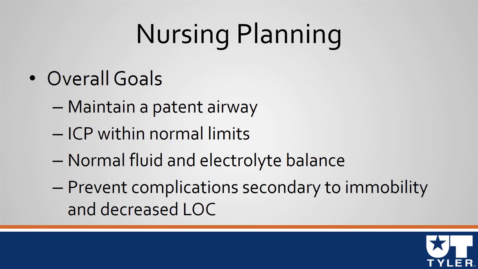Overall goals for the patient with increased ICP are to, number 1, maintain a patent airway, follow the ABCs, have ICP within normal limits, have normal fluid, electrolyte, and nutritional balance, and prevent complications which are secondary to immobility and decreased LOC.